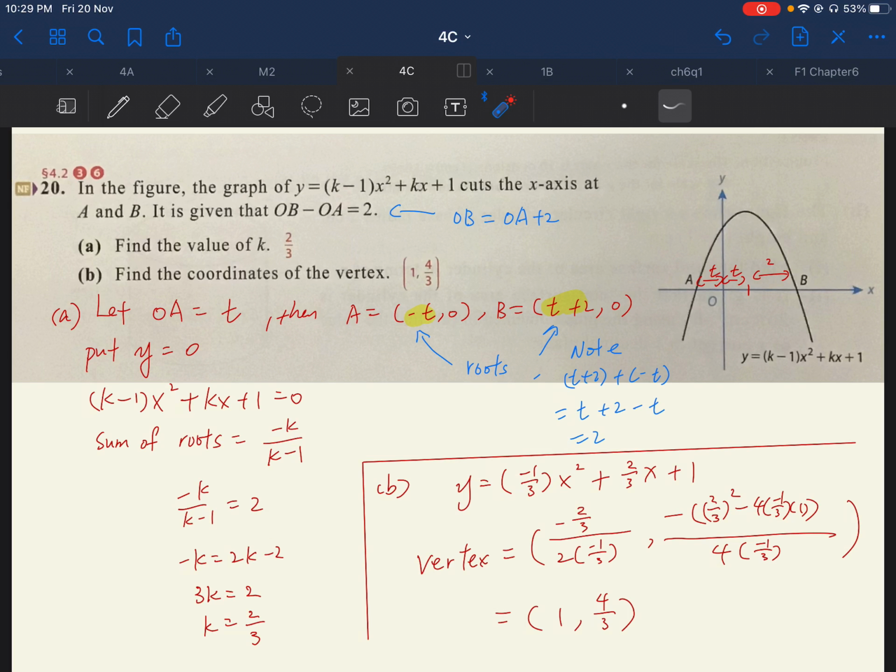Now, if I have k, if you look at this function, then you have all the coefficients you need, which is this one. So you can calculate the vertex by the formula. So this is the vertex.